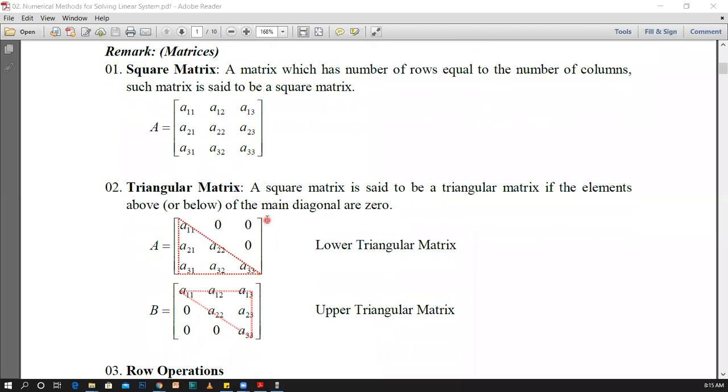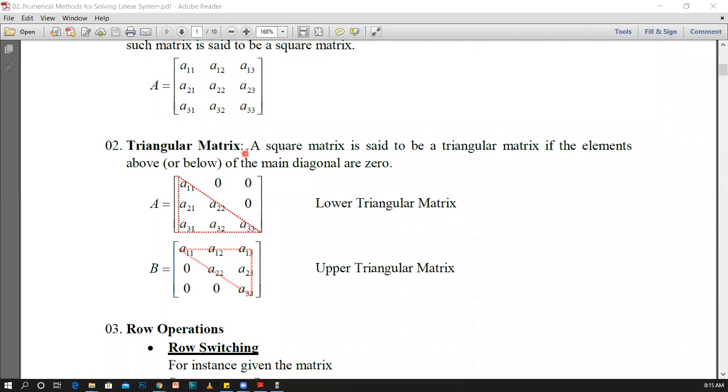Therefore, if a matrix has an equal number of rows and columns, such a matrix is said to be a square matrix. Then the next important thing is the triangular matrix. A square matrix is said to be a triangular matrix if the elements above or below the main diagonal are 0. Here the first example is for above and the second example is for below. If you consider the main diagonal of this matrix as this, then if all the elements above the main diagonal are 0, such a square matrix is said to be a lower triangular matrix.